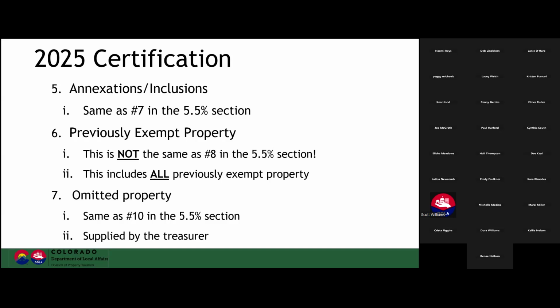Line 7, we're going to look at our omitted property. We are going to certify the tax amount received on that omitted property. Same thing as we do for the 5.5 limitation right now, and you get this information from your treasurer, right? So far we only have that one change.